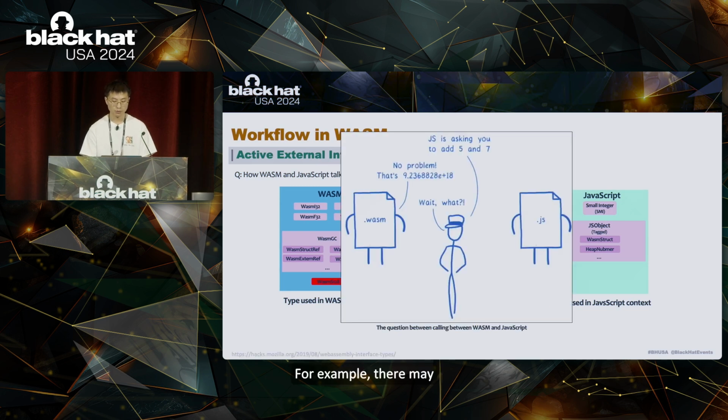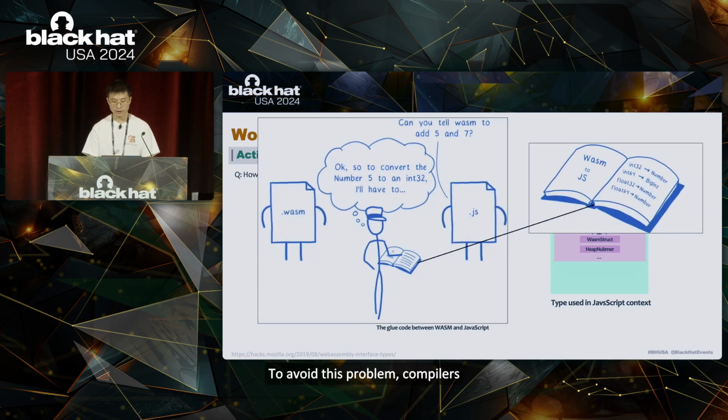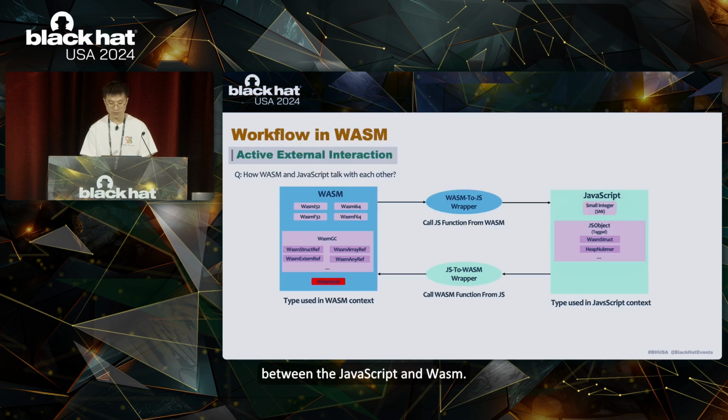For example, there may be 2 different results of adding the same number if they use different types, just as the following picture shows. To avoid this problem, compilers introduce glue code. This glue code converts variables between different types, enabling seamless interaction and function calls between JavaScript and WASM. For example, in V8, there are 2 wrappers, WASM to JavaScript and JavaScript to WASM. These wrappers are used for converting functions and objects between the 2 languages.